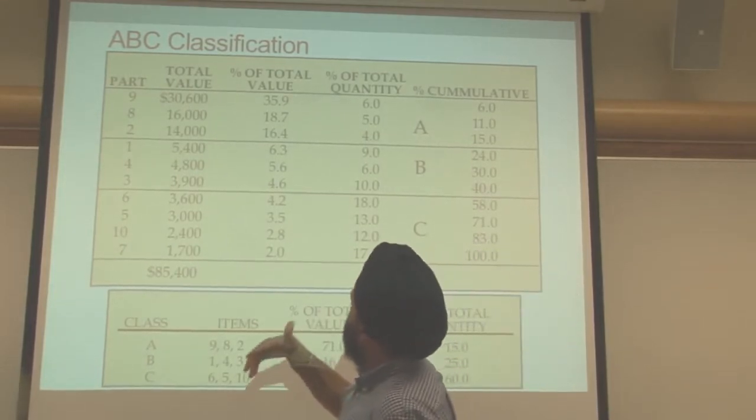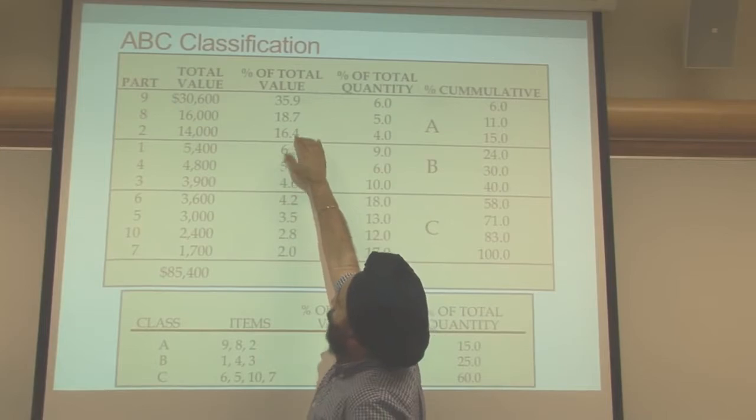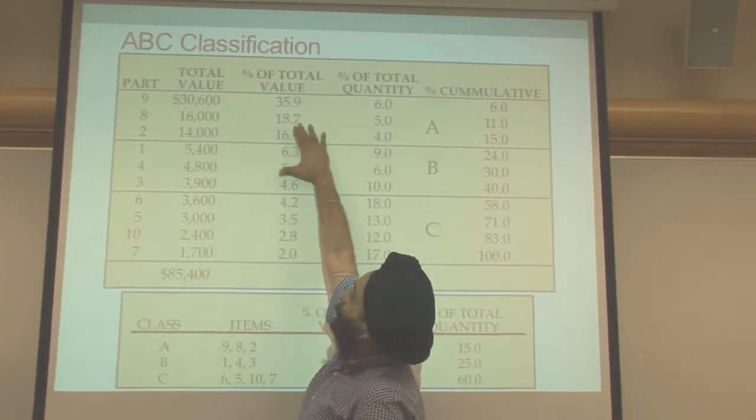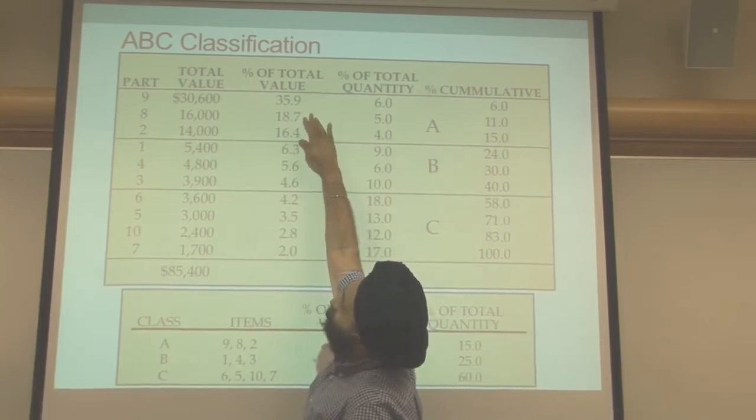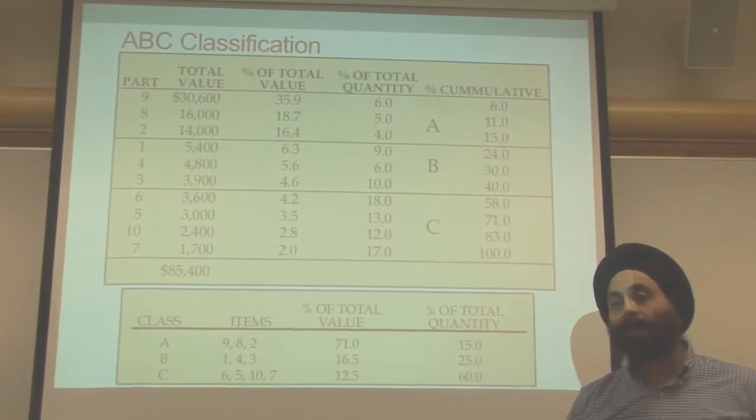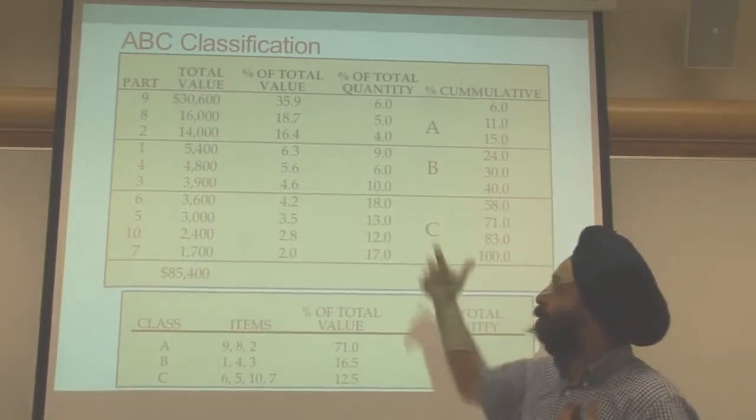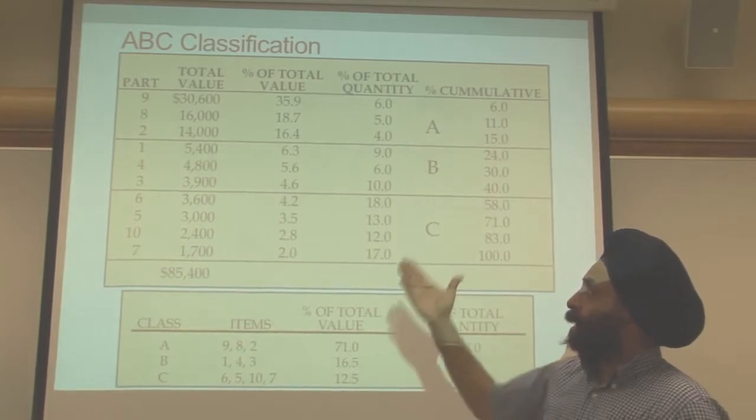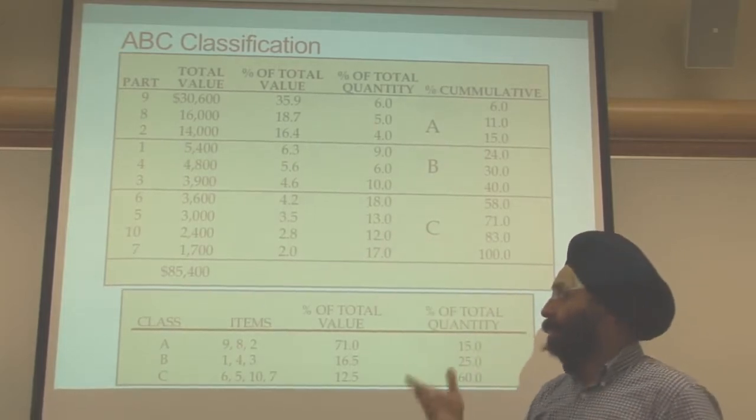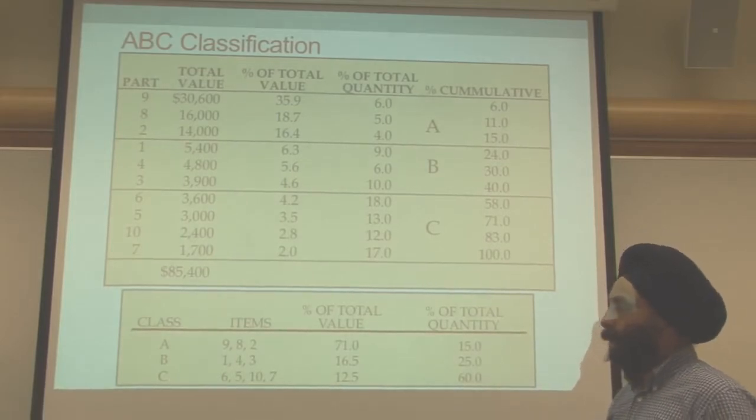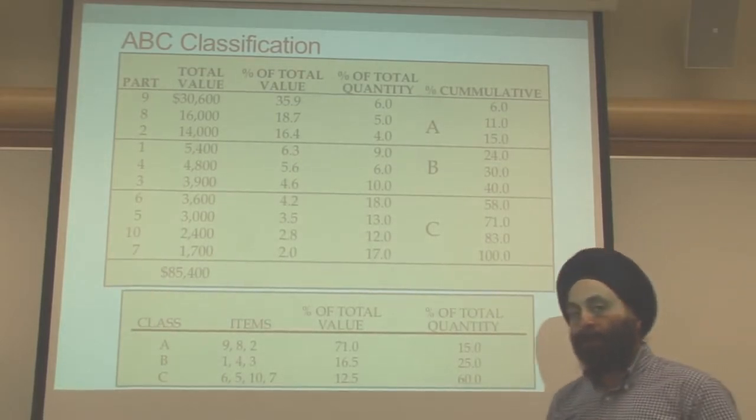Another variation of that could be to actually look at A items as just part 9 only. And then items B could be just 8 and 2, and the rest, everything could be part C. So that could be another. If I had to do that, I would do it that way. So only part 9 would be A items. 8 and 2 will be B items, and everything after 2 will be C items. So there is no hard or fast rule of how to do it.